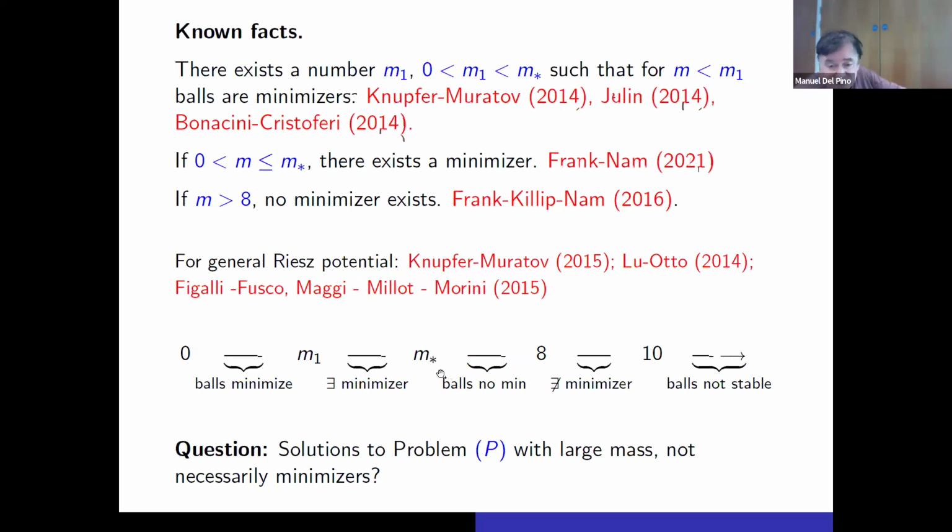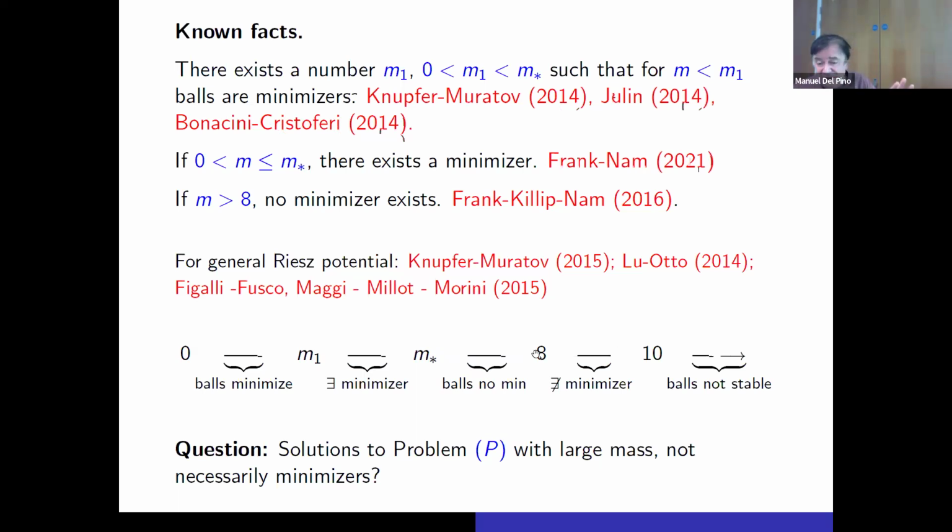And besides, this is the other thing that we know, that for mass bigger than 8, there are no minimizers. This was proven by Frank, Lieb, and Nam. Oh, and let me show you yet another number, the number 10. The number 10 is a very special number. It is the number where balls lose stability.